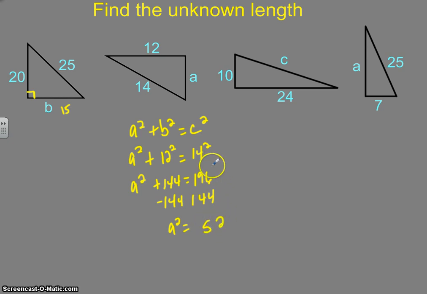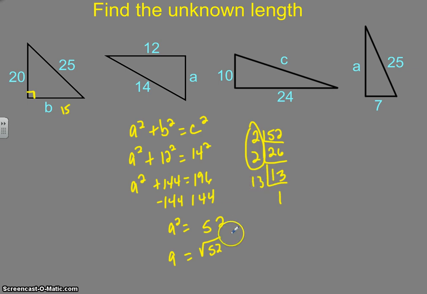52. Okay, so I'm going to take the square root of both sides. A is equal to the square root of 52. The problem is 52 is not a perfect square. We need to see if there is a perfect square that divides into 52. So if we come over here and do upside down division, I divide 52 by 2, I get 26. Divide 26 by 2, I get 13. 13 goes into 13 one time. If I take out the pairs, that gives me a perfect square. So 4 goes into 52, 13 times.